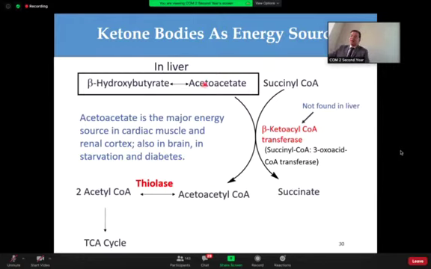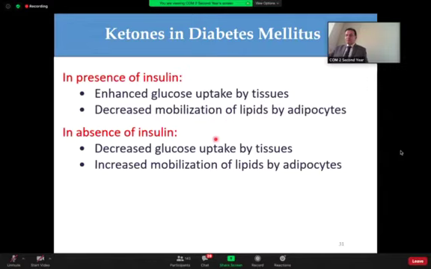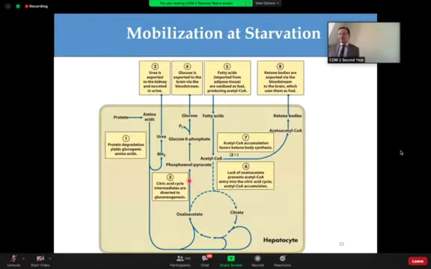This is how brain and RBCs utilize ketone bodies in our body. In the presence of insulin, we do have enhanced glucose uptake by the tissues, and there's decreased mobilization of lipids, basically because we are inhibiting lipolysis. Whereas if there's absence of insulin or insulin resistance, there is decreased glucose uptake by tissues, and there's increased mobilization of lipids by adipocytes.